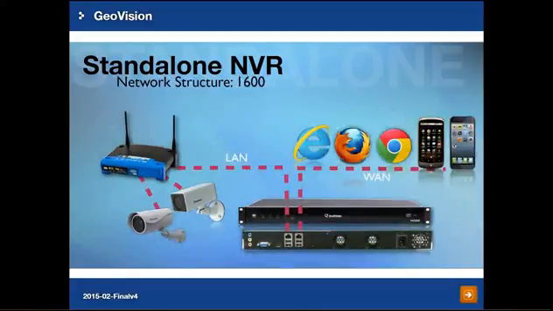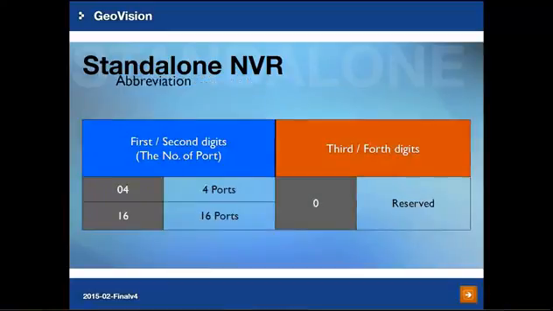The same scenario applies to the 16-channel SNVR as well. The IP cameras and the 16-channel SNVR are in the same LAN. You can use a web browser or mobile devices, for example smartphones or tablets, to view the live video of the 16-channel SNVR as well. Here is the abbreviation of the SNVR model number.